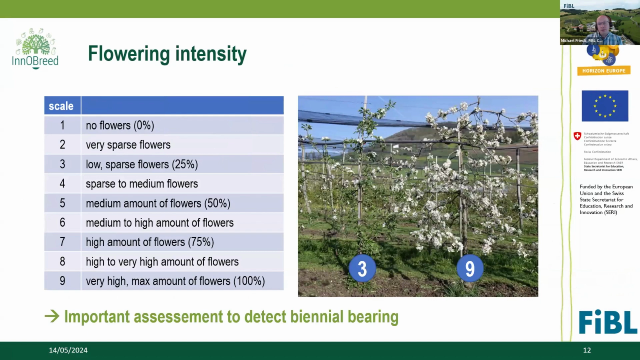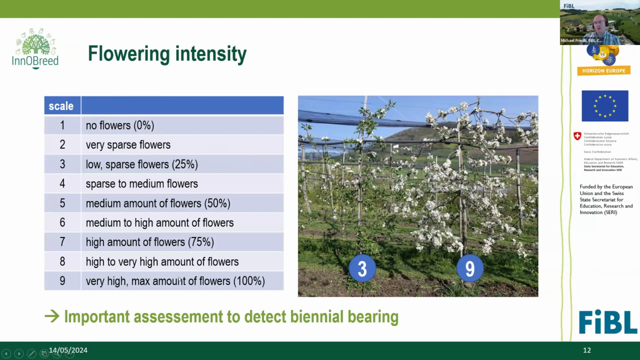Besides the flowering period, the flower intensity is also quite important, and this needs to be assessed during the full blooming time. And we have a scale, also a 1 to 9 scale, where 1 is no flowers, and then more flowers with a higher rate. So around 50% of flowers gives a 5, and really the maximum amount of flowers would be then 100% with a scale of 9.